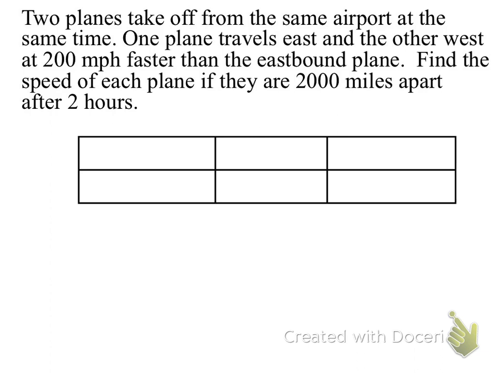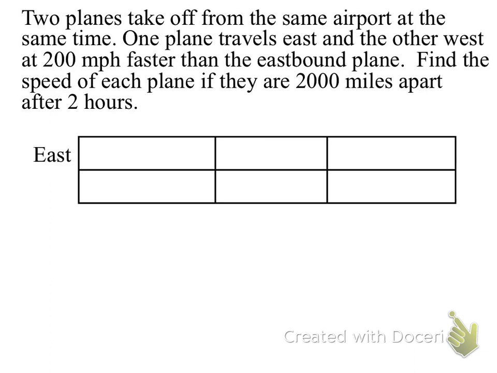Once you find the rate for both east and west, are you done? Yeah, because let's look at what it said. It said find the speed. A speed is a rate. Okay. Now we're going to do it with two variables. Do you have to do it with two variables? No. You get to choose your method. But I'm going to show you it can be done with two variables.